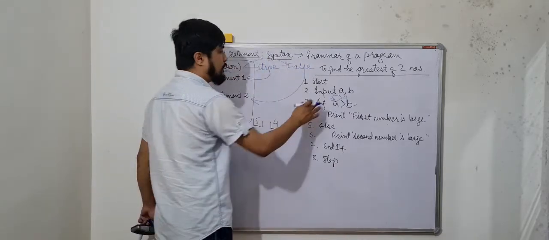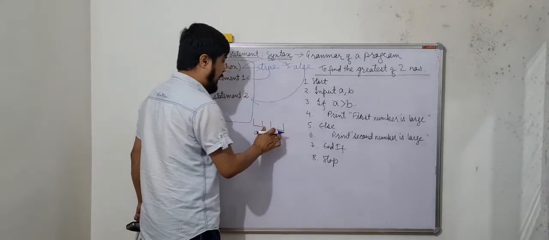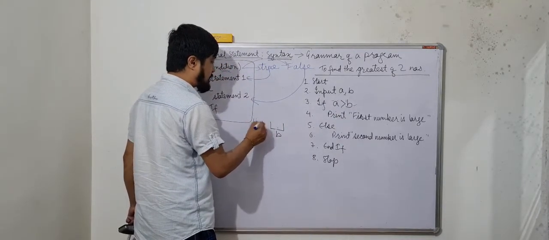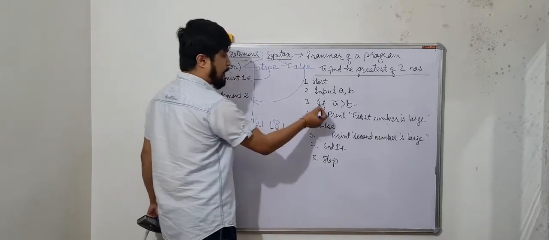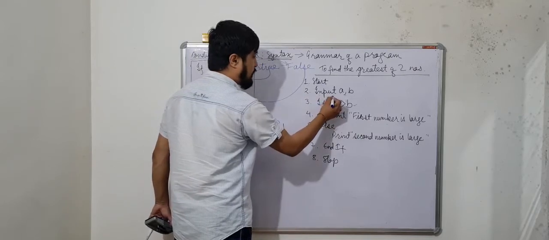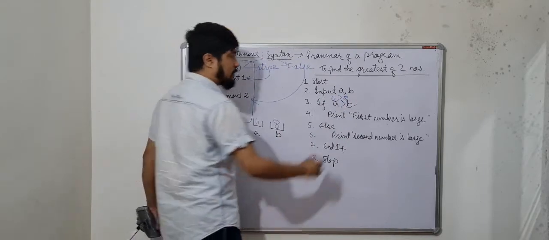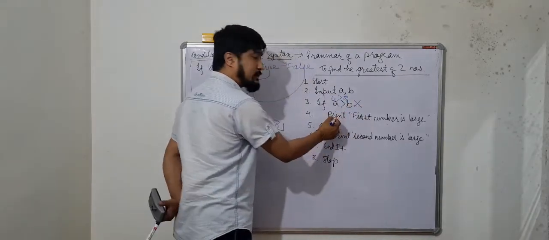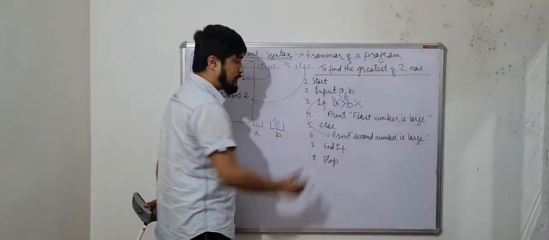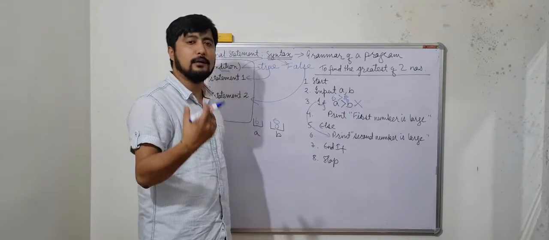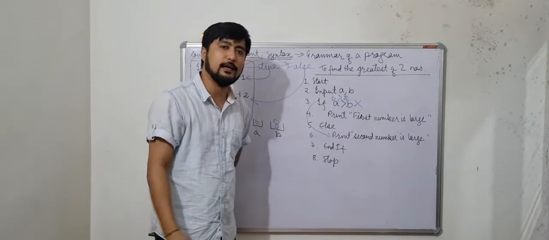And again, when we run this program once again, input the values for A and B. I have entered the value of A as 6 and the value of B as 8. Again, if A is greater than B: is 6 greater than 8? No. If it is not, then the if part will not execute, so it will jump to the else part. What is there? Print the second number is large. So it will display the message: second number is large.